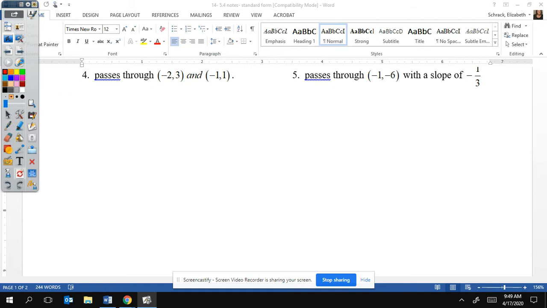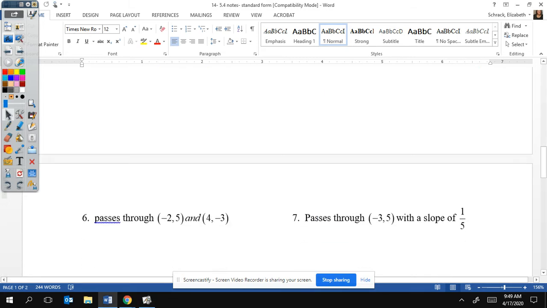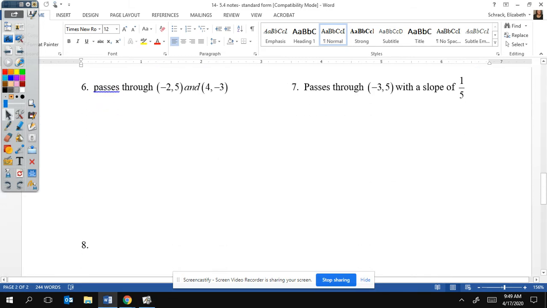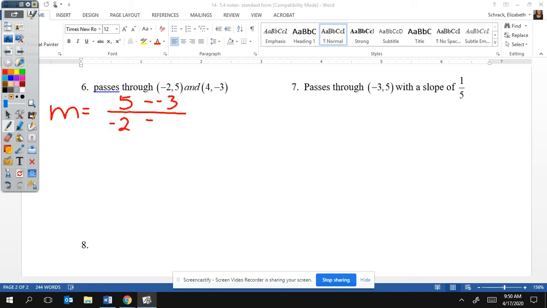Okay, let's do another example on our note sheet where you're given 2 points. Flip onto the back, we're going to do number 6. We're going to go through the same exact steps. We're given 2 points, and we're first going to find the slope. m equals 5 over -2 and -3 over +4.